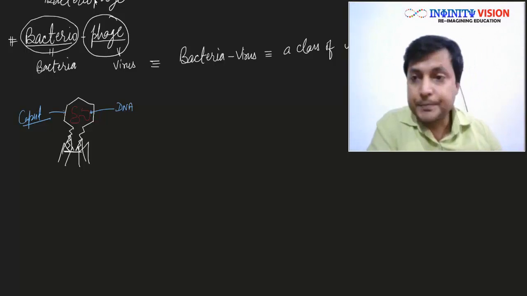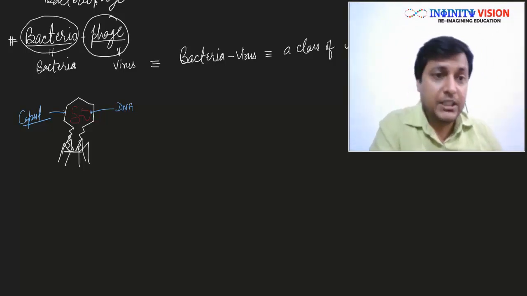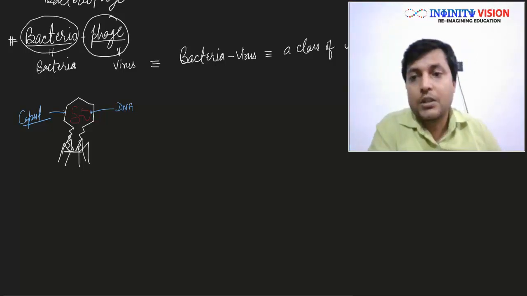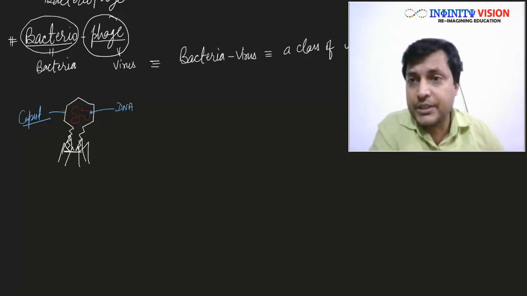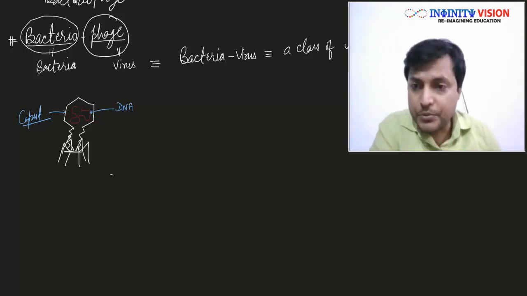Great. So capsid and DNA, this is how a typical bacteriophage looks. What happens once there is a bacteria? Let me draw a bacteria here for you. So suppose this is a bacterium.